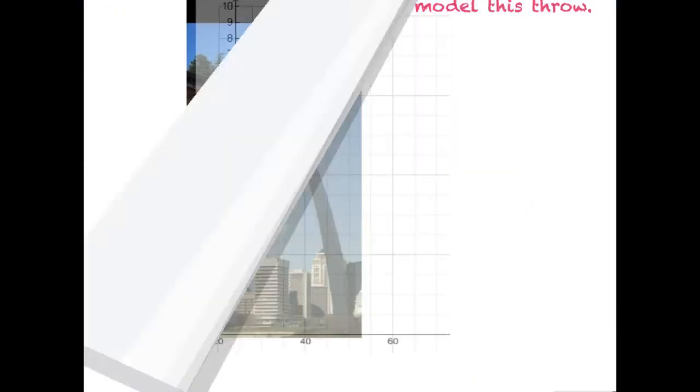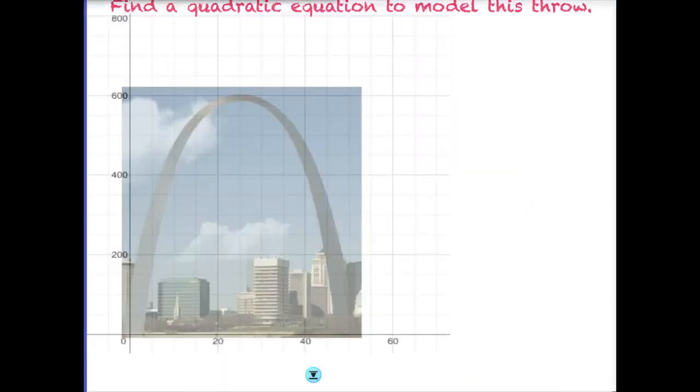Let's look at the arch in St. Louis. So I know that this arch is approximately 50 feet wide. Okay, and so I've put a graph on top of it and I've started it here at 0, and we have 50 right here. So I know that it spans 50 feet. And so I just want to build an equation to represent this arch.